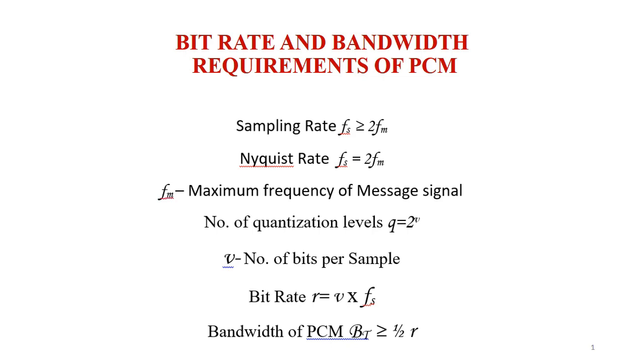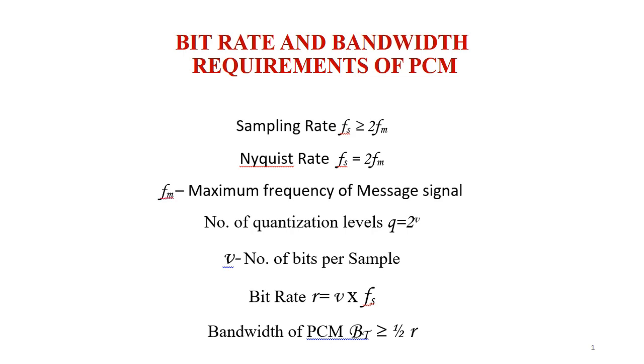Here we are presenting the bitrate and bandwidth requirement for PCM. If you want to transmit your audio signal using pulse code modulation, how do you calculate the bitrate and the bandwidth? The sampling rate Fs is greater than or equal to 2 fm.